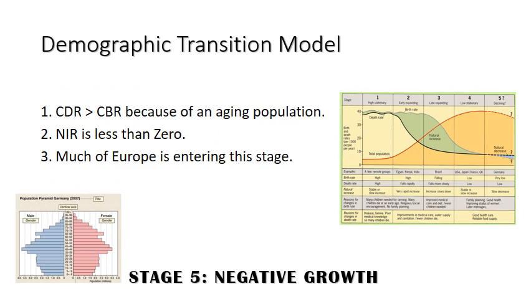Now, stage 5 of the demographic transition model isn't officially part of it, but it has been proposed by a number of people. In stage 5, we continue to see birth rates dropping until you get to the point where it is actually lower than the death rate, and as a result, you have negative population growth. And you see this in countries such as Japan, Germany, Italy, Sweden, Denmark.